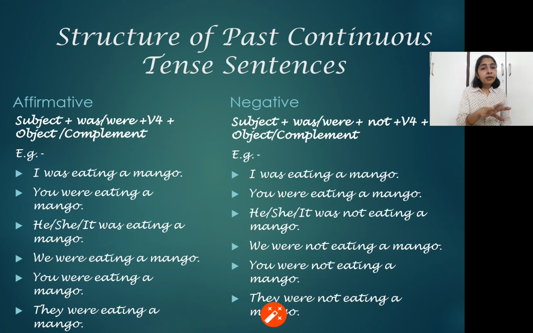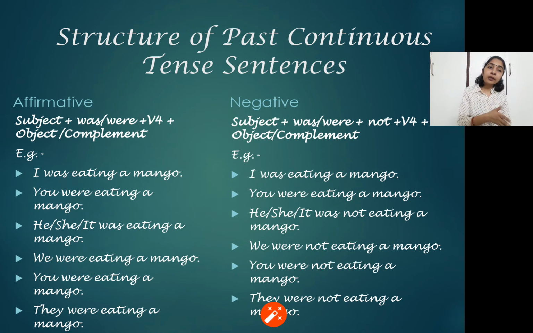I was eating a mango, you were eating a mango. Now wherever there is singular we are using was, wherever there is plural we are using were. But again, you is used for both singular as well as plural, so we are supposed to use were at both the places. So we are supposed to use were only. So I was eating a mango, you were eating a mango, he, she, it was eating a mango. Here we can also use the name of someone. Leela was eating a mango. Okay, Ram was eating a mango. We were eating a mango, you were eating a mango, they were eating a mango.